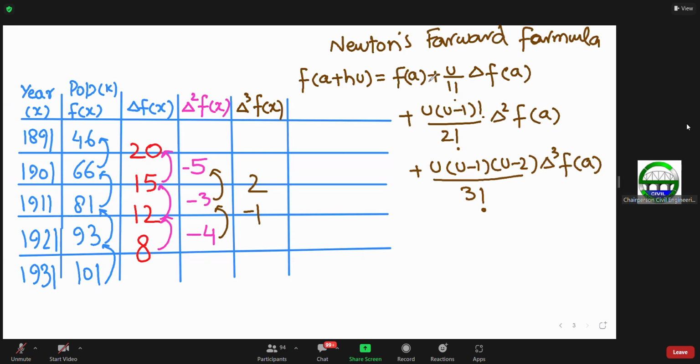Okay, what is a? F of a, you know f of a? F of a is equal to this one, 46. So first we need to find what is a. What is a? Can anyone tell me what is a?